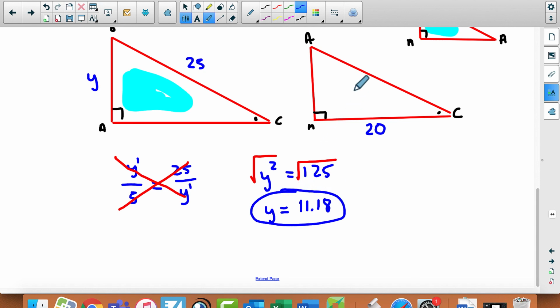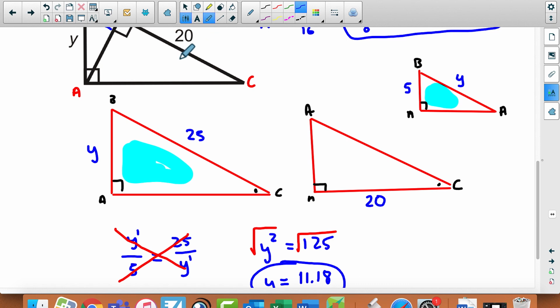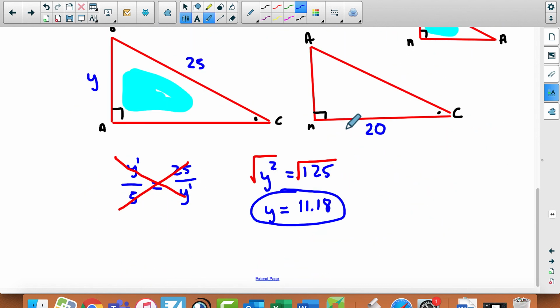Boy, is that last one ever hard. It really boggles my mind when I try to figure out which side corresponds to which side here. But I have terrible spatial awareness. You might be a lot better at that than I am.